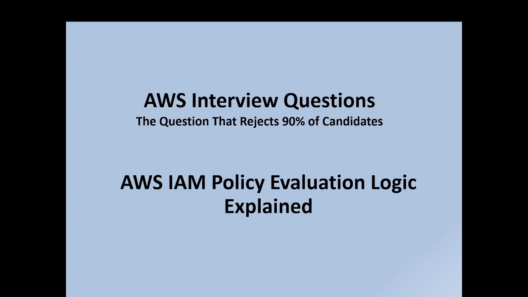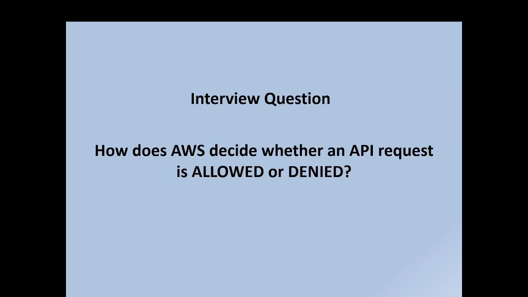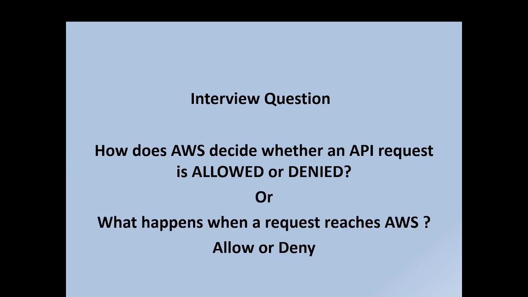In this video, we are going to build a simple mental model that you can use to understand how AWS makes the final decision. So let's first clearly understand the interview question. How does AWS decide whether an API request is allowed or denied? What happens when a request reaches AWS? It is allowed or denied. Let's understand the logic step by step. We will take a real example and understand what happens behind the scene.